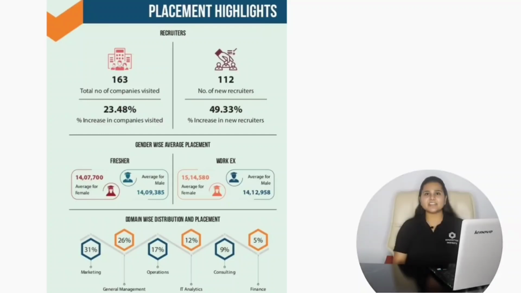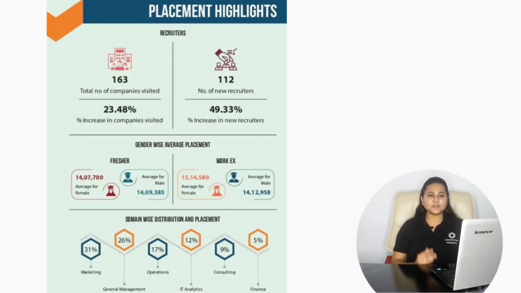Then if we consider the gender-wise average placement, for freshers, the average salary package offered to female candidates is 14.7 lakhs per annum, and for male candidates it is 14.09 lakhs per annum. For work experienced candidates, the average salary for female candidates is 15.14 lakhs per annum, and for male candidates it is 14.12 lakhs per annum.